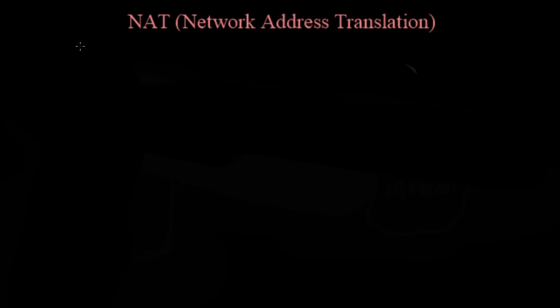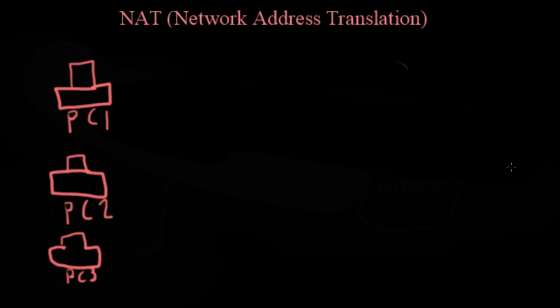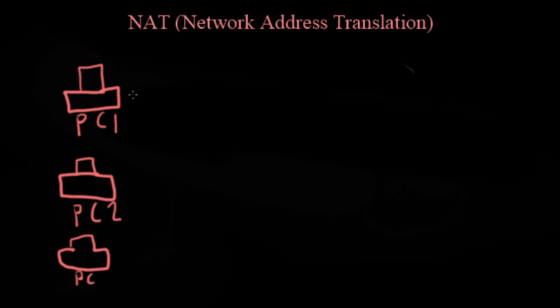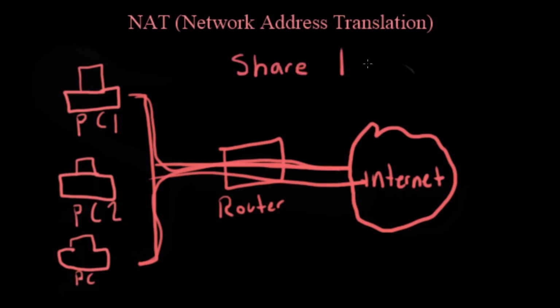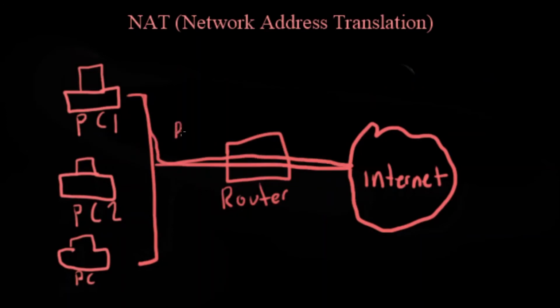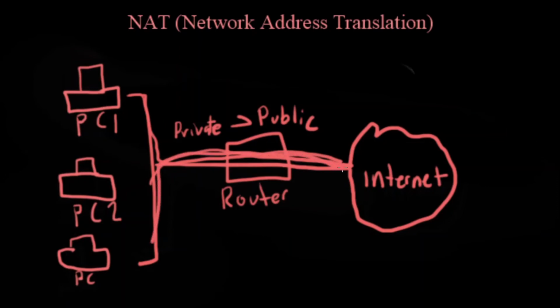For example, if you had 3 PCs in your house, PC1, PC2, and PC3, they all wanted access to the internet. Well, they all would have to share one public IP address because your home router will be assigned one public IP address. If PC1 needed to access the internet, the router would translate its private IP to a public IP. If PC2 needed to access the internet, the router would translate its private IP to a public IP. The same goes with PC3.